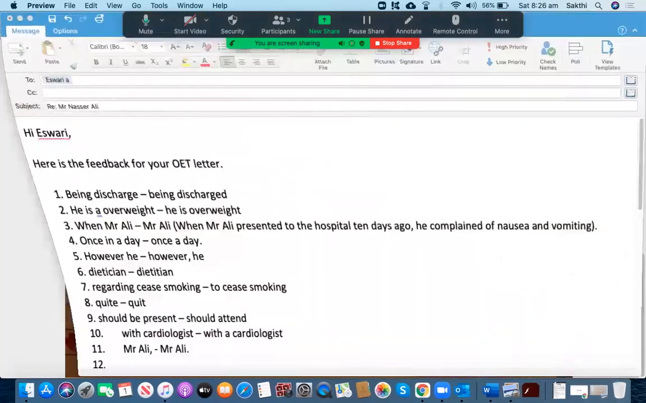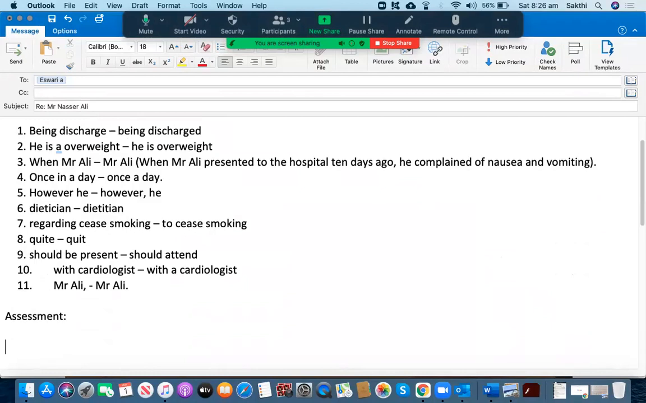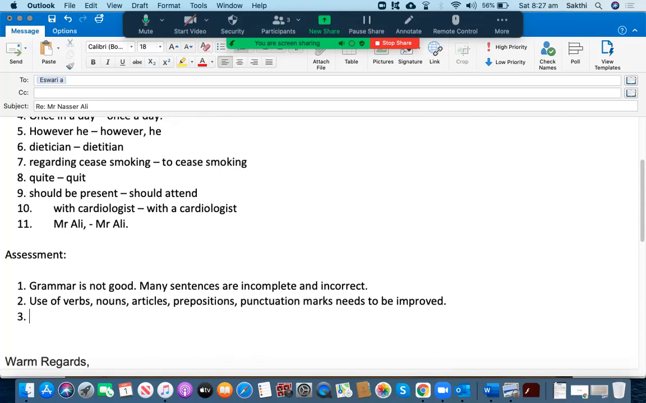Okay, let me go through the assessment now. One, grammar is not good. It's not up to the mark. Okay, many sentences are incomplete and incorrect, so it's not good. She needs to focus on that, particularly use of verbs, nouns, articles, prepositions, punctuation marks needs to be improved. All right, spelling is another problem.